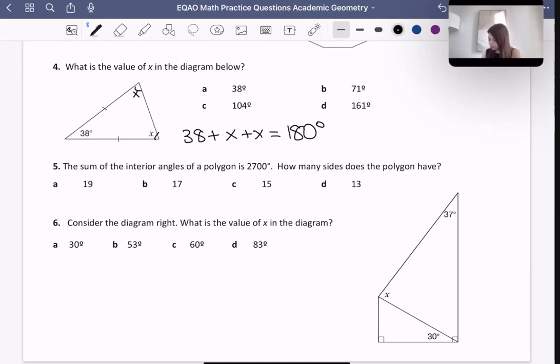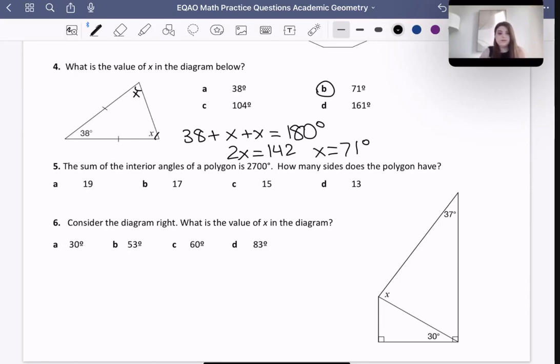So 180 minus 38 gives us 142. So 2x would be 142. And therefore x, we'd have to divide that by 2 and get 71 degrees, which is B. So therefore our answer is B for this one.